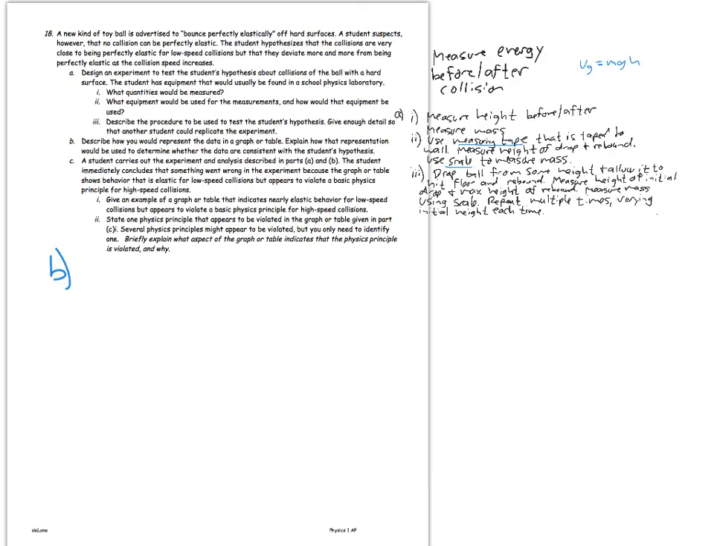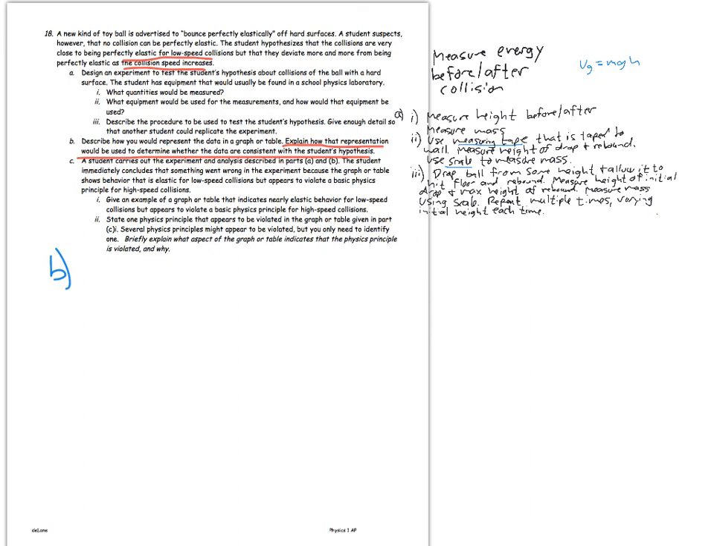So we now have a way of getting the height and the mass, which ultimately is going to allow us to calculate the energy before and after the collision using our equation for gravitational potential energy. And we now want to describe how we represent this in a graph or a table and explain how that representation is going to allow us to determine whether or not the data is consistent with the student's hypothesis. So whether or not the collision is elastic for low speeds, but deviates from being perfectly elastic as the collision speed increases. If it's elastic, it means that the initial energy and the final energy are the same.